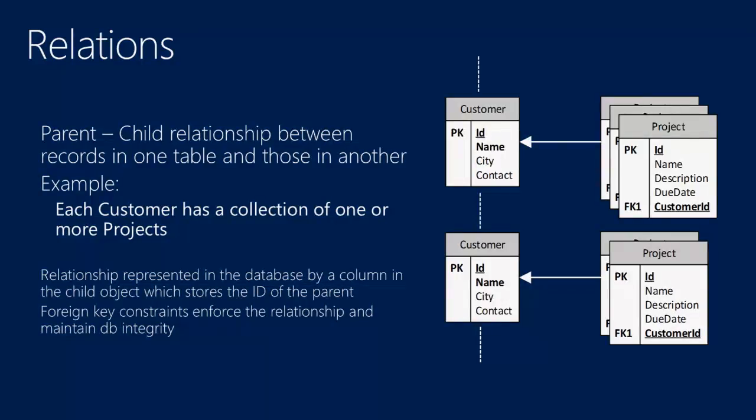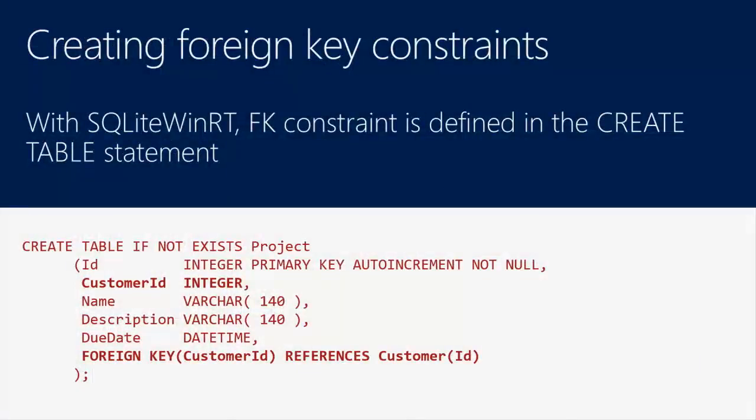And foreign key constraints enforce the relationship and maintain DB integrity. Well, yes, there's a slightly odd thing here. So this is how you define a foreign key constraint. You saw that on my create table statements. So the actual data is stored in that customer ID integer column. But then there's a constraint applied in the database, which is there to make sure that you can't put rubbish data into there.